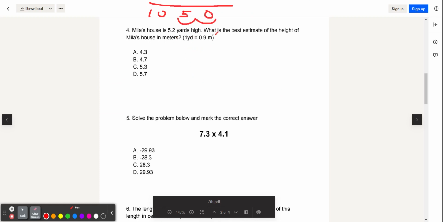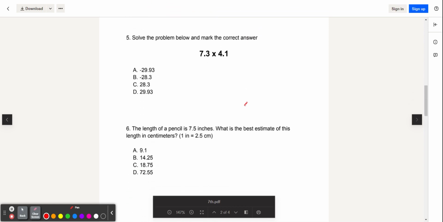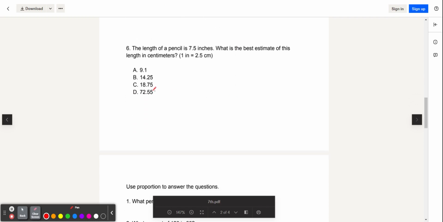And then the final problem is similar because we're given the height in yards, the conversion from yards to meters, and all you need to do is multiply again. So I'll let you do that on your own. Problem 5 is similar to problem 2, and then problem 6 is like the others, a conversion that you can perform.